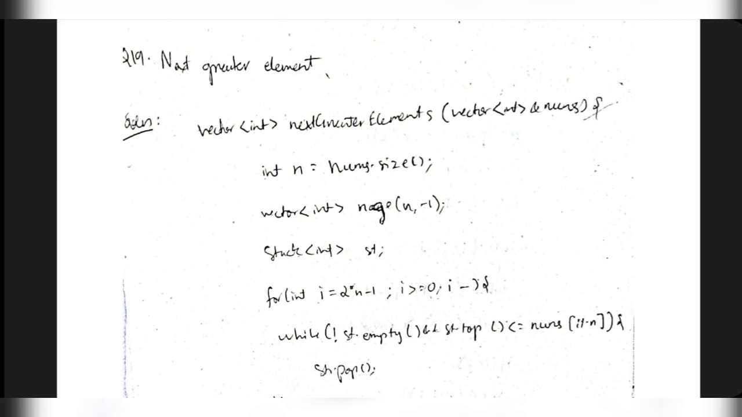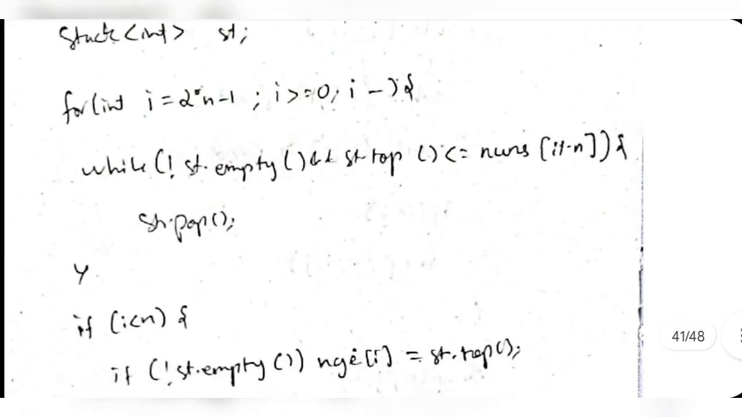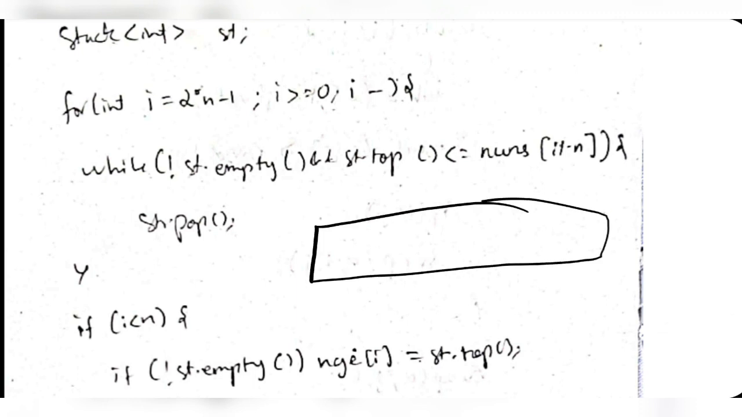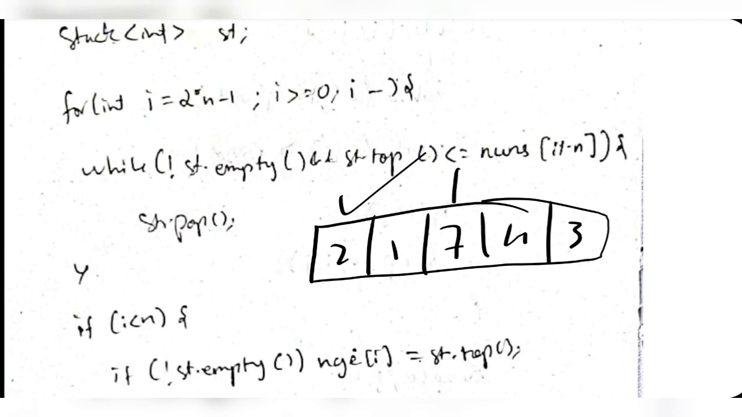Moving on to the next question, which is the next greater element. What do you understand by the term next greater element? Suppose there is an array here, 2 1 7 4 3, and I ask you what is the next greater element of each of these elements. What is the next greater element of 2? It is 7. Of 1? It is 7. Of 7? There is no next greater element. Of 4? There is no next greater element. Of 3? There is no next greater element.